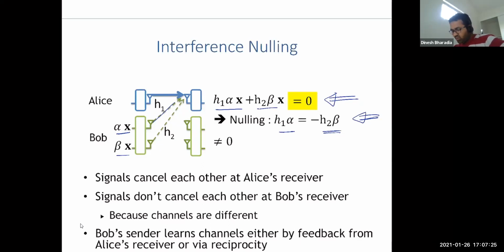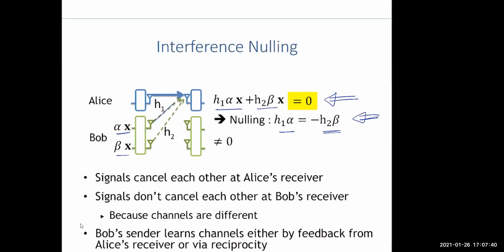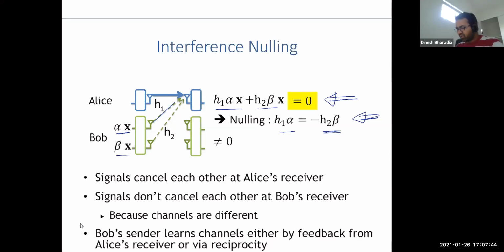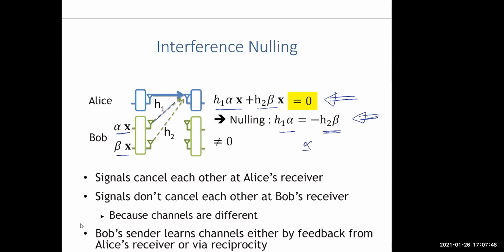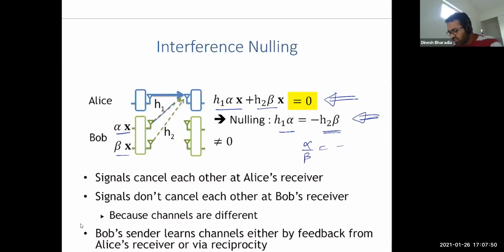What is the other condition for this to work? When alpha is H2 and beta is H1. I think you can solve for that, so alpha over beta should be this.